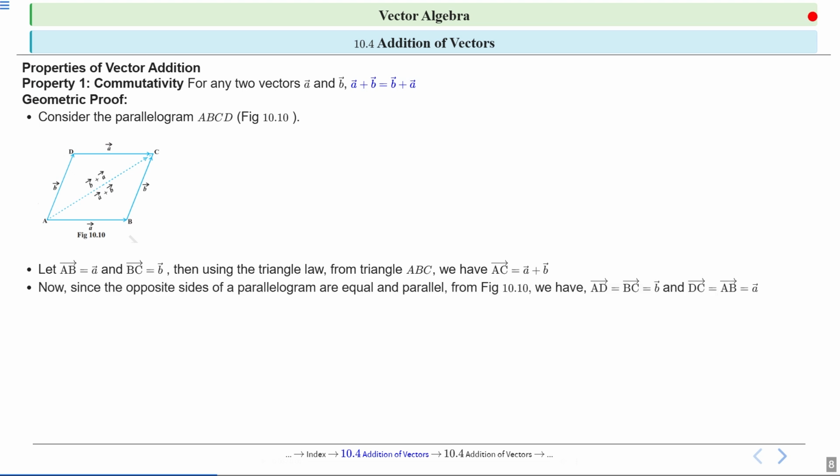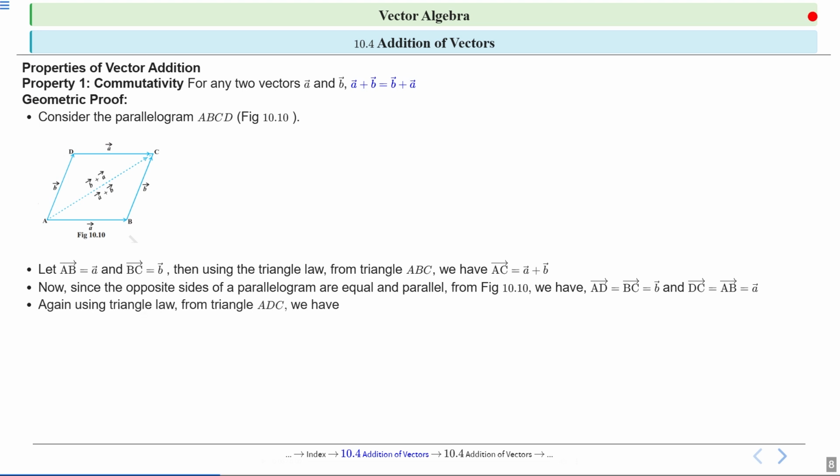Now let's consider the properties of the vector. Since the opposite sides are equal and parallel, vector AD is equal to vector BC, which is b vector, and vector DC is equal to vector AB, which is a vector, right? This symmetry is key to understanding the commutative property, right?